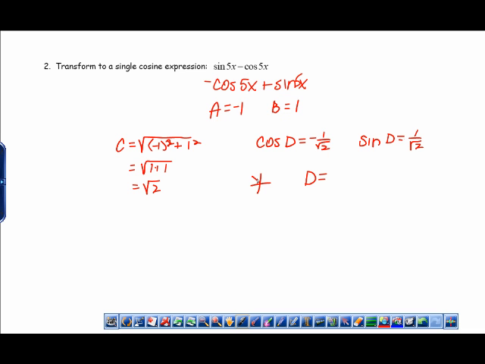Well, what's the reference angle? 1 over root 2, that's the same as root 2 over 2. That's a 45-degree reference angle. So in radians, that's pi over 4. In the second quadrant, that gives me 3 pi over 4.